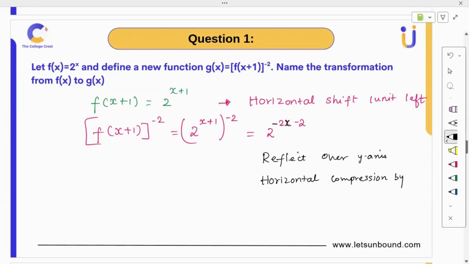So horizontal compression, that's what the 2 says. Okay, by scale factor, you should take the reciprocal, 1 by 2. So don't forget to mention the scale factor, and for horizontal, you should take the reciprocal. And minus 2 means it's a vertical.